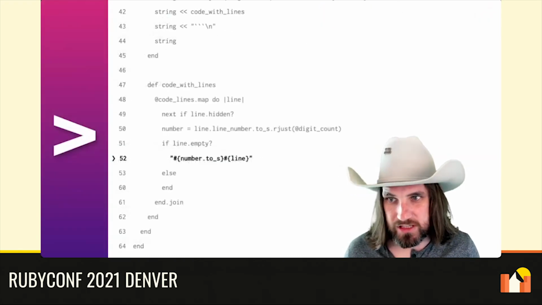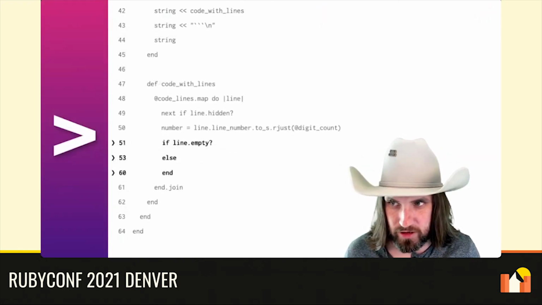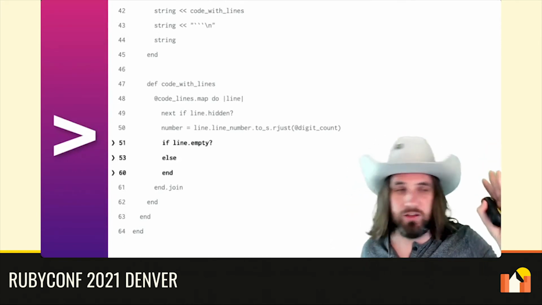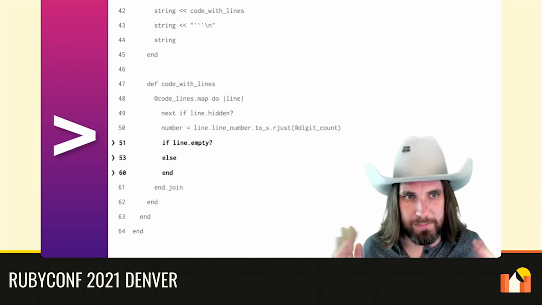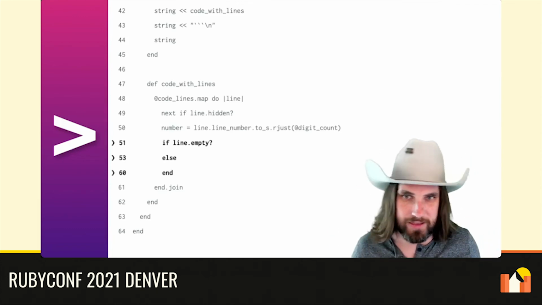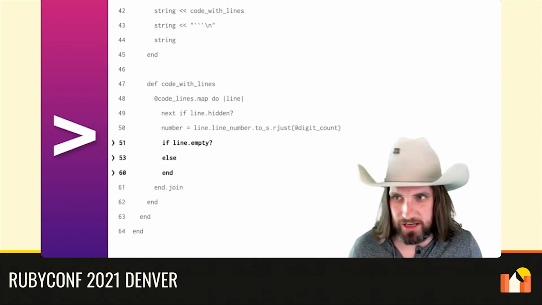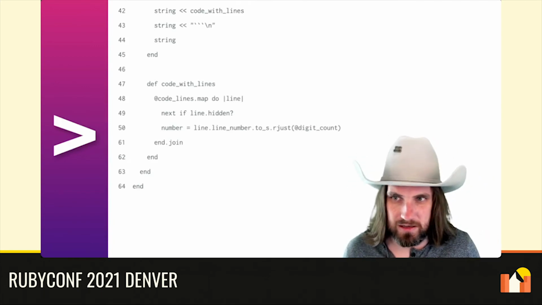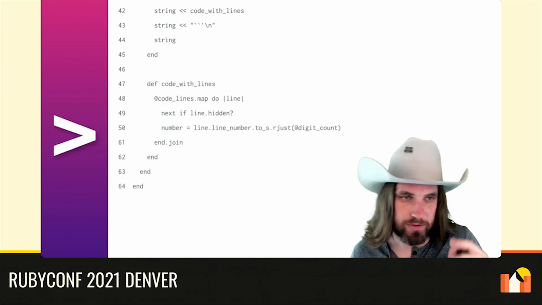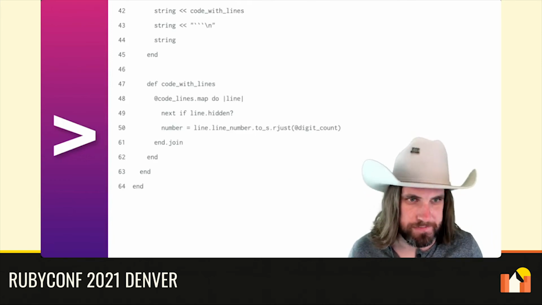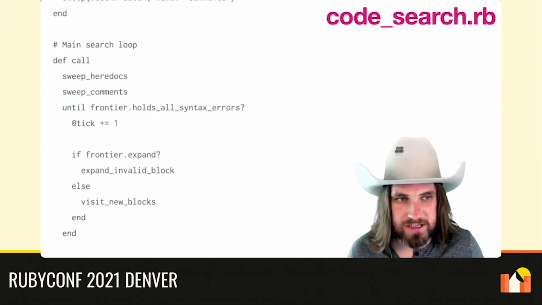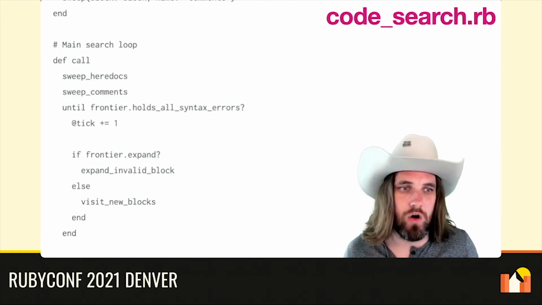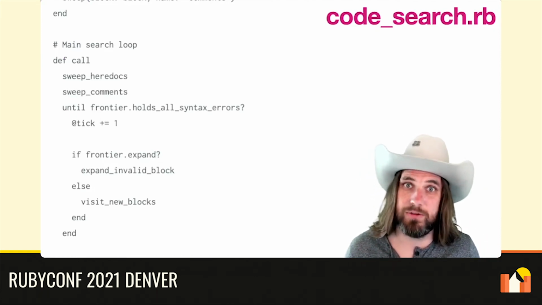Previously, we captured this line right here and put it on the frontier. When it's popped and expanded, it looks around and finds a matching set of keywords. It finds that if and that end using our scanner. The new code that it found is valid, and so that's hidden. And that expanded code, even though it's hidden, is put back onto the frontier. That's pretty much how the algorithm works. It keeps looping, expanding, adding, until all of the syntax errors are found.